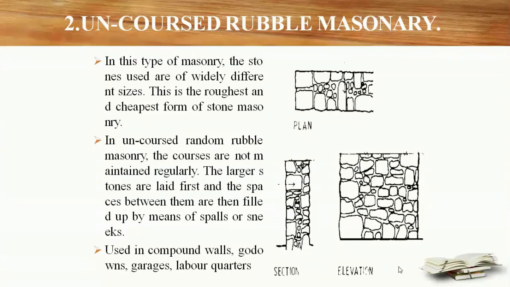Care has to be taken to break the long vertical joints. So basically the random rubble masonry may be coursed or uncoursed. In coursed rubble masonry, all the walls are built in courses varying from 300 to 450 mm. All courses need not be the same height. The uncoursed rubble masonry is used as the cheapest stone masonry.